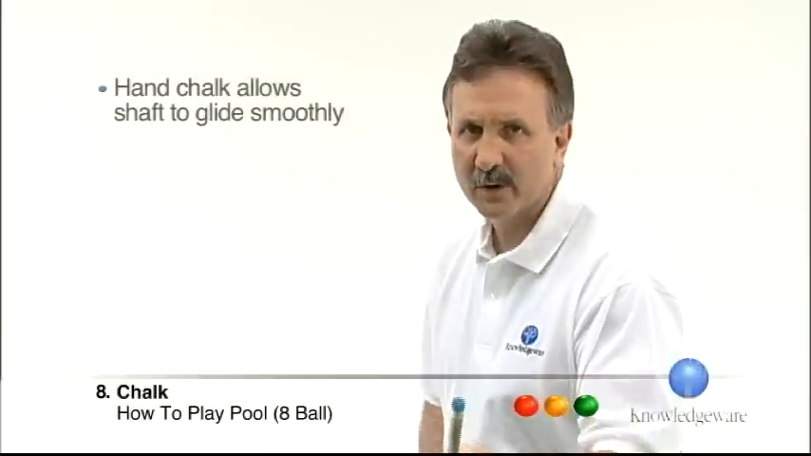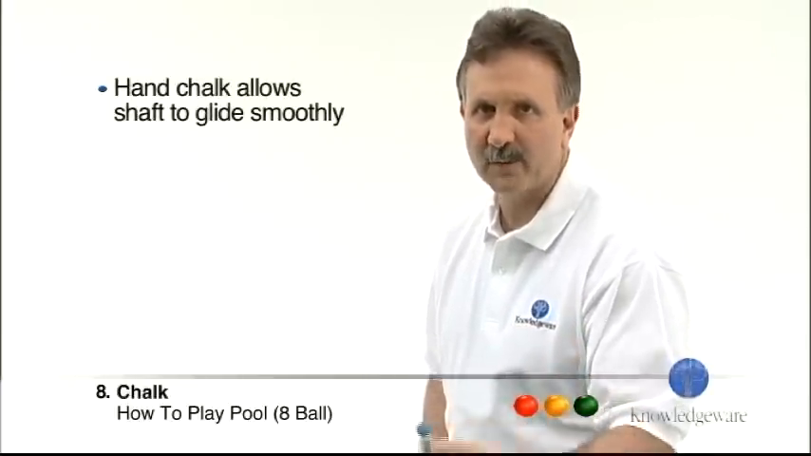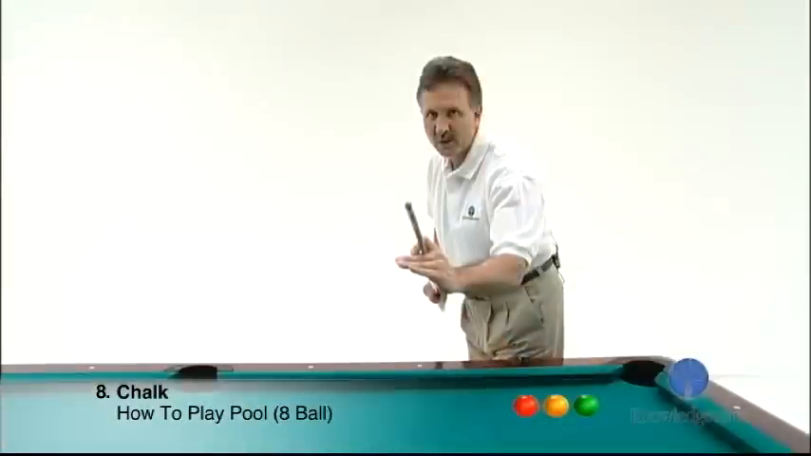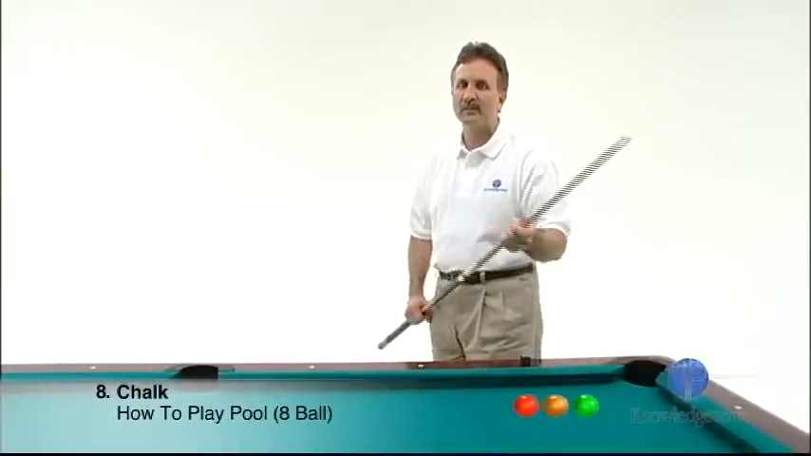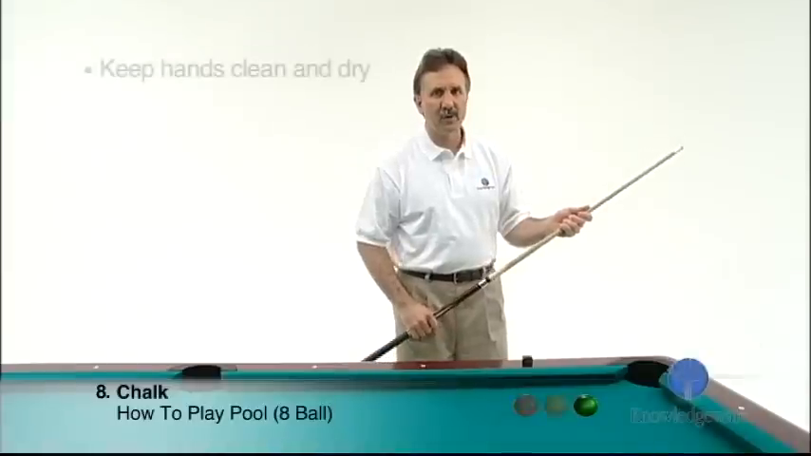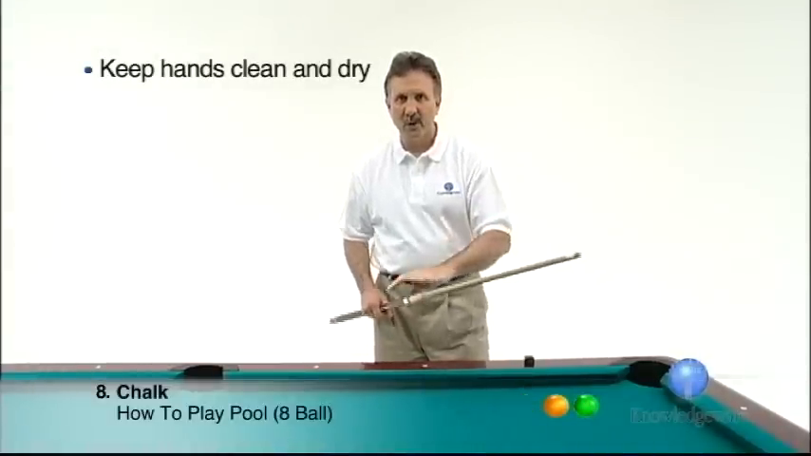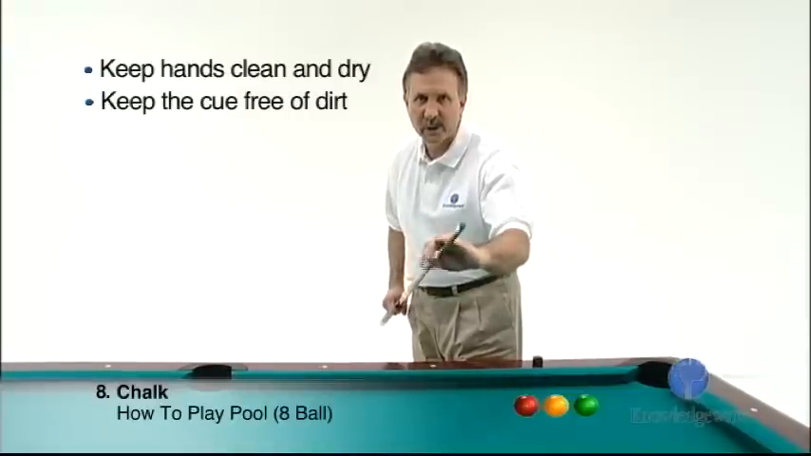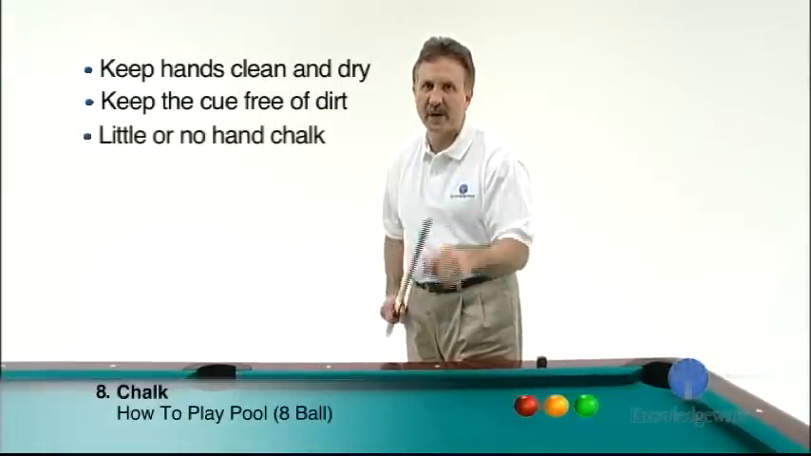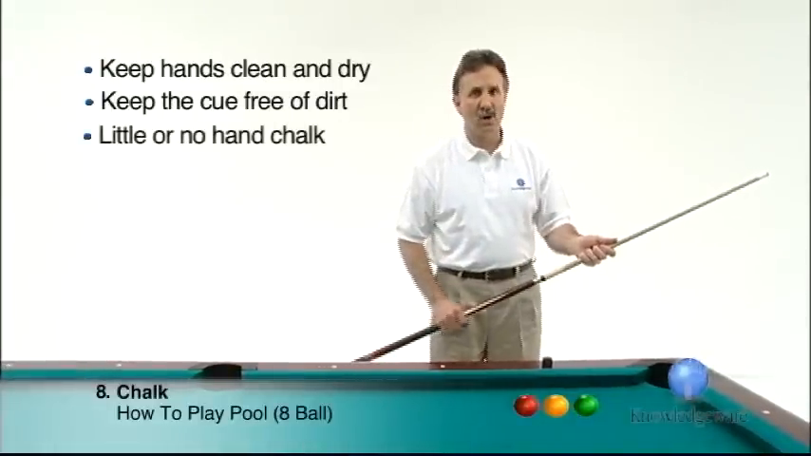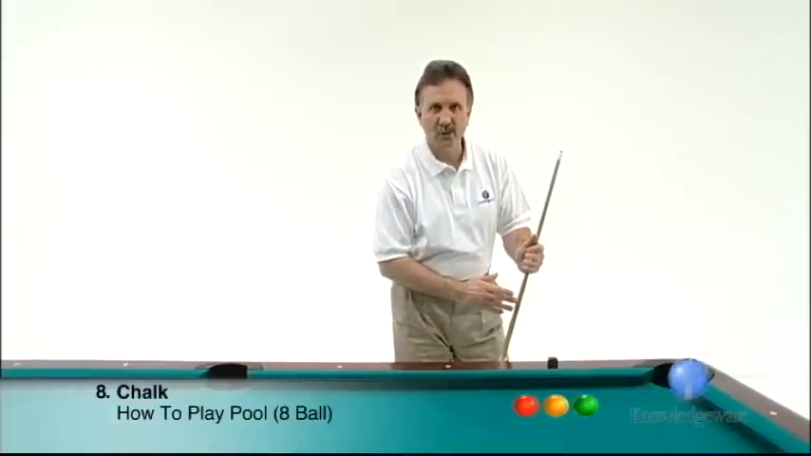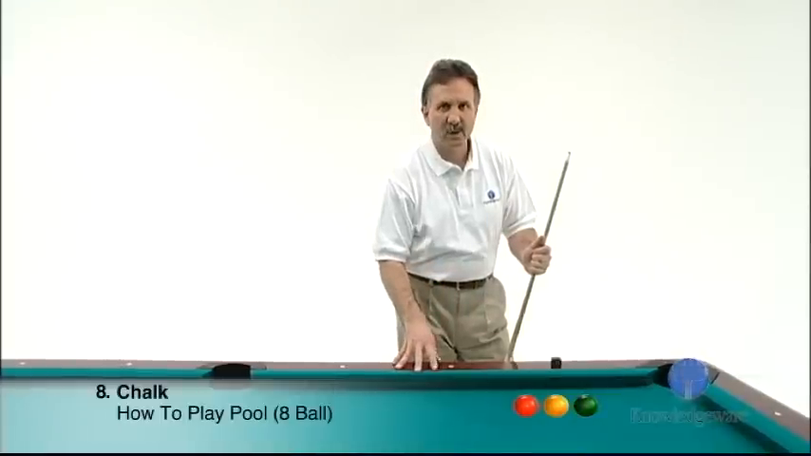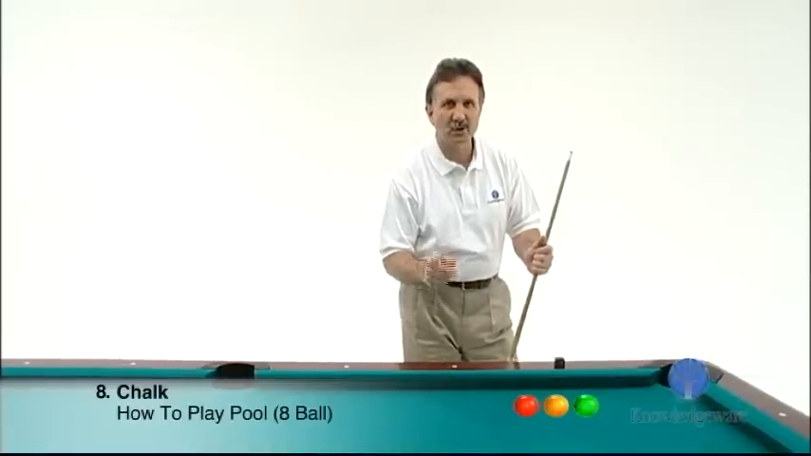Hand chalk or baby powder is used on the cue shaft and hands to allow the shaft to glide smoothly. For those of us whose hands tend to sweat, it might be a good solution. I recommend keeping your hands clean and dry, your cue wiped free of dirt, and little or no use of hand chalk. In the long run, the table, the balls, and your cue will remain cleaner, providing better playing conditions all around.